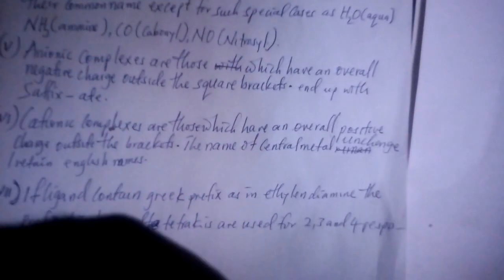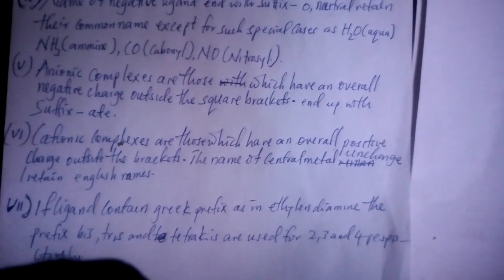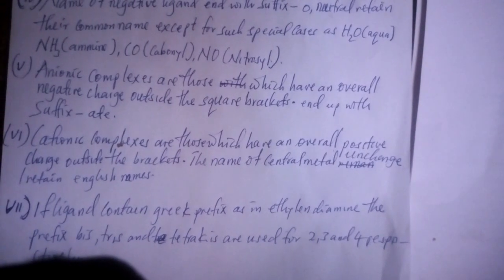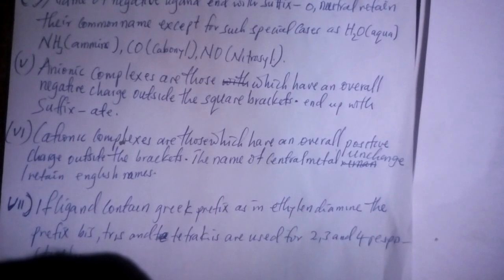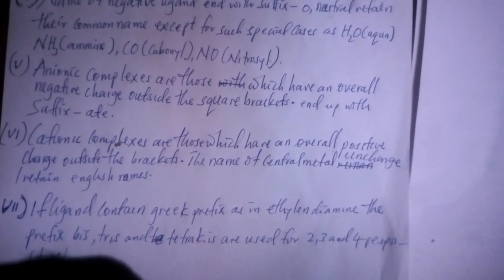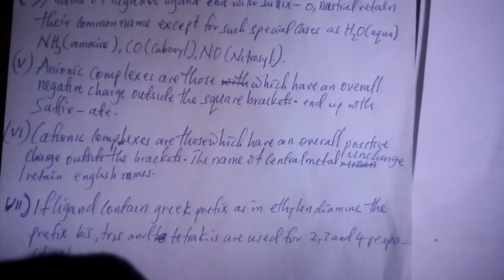Rule number 7: ligands containing a Greek prefix, as in ethylenediamine, use the prefixes bis, tris and tetrakis for 2, 3 and 4 respectively. So how can we go with it? Let's look at an example. Here we have an example of a complex.